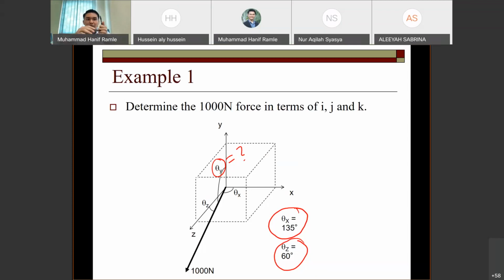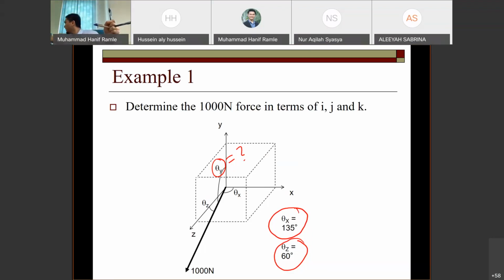Okay, so this is your three axis. I can define this axis. This axis is x, this is y, and this is z. Okay, x, y, z. So your force, this is your force, 1000 Newton force. Your force is like this one here.